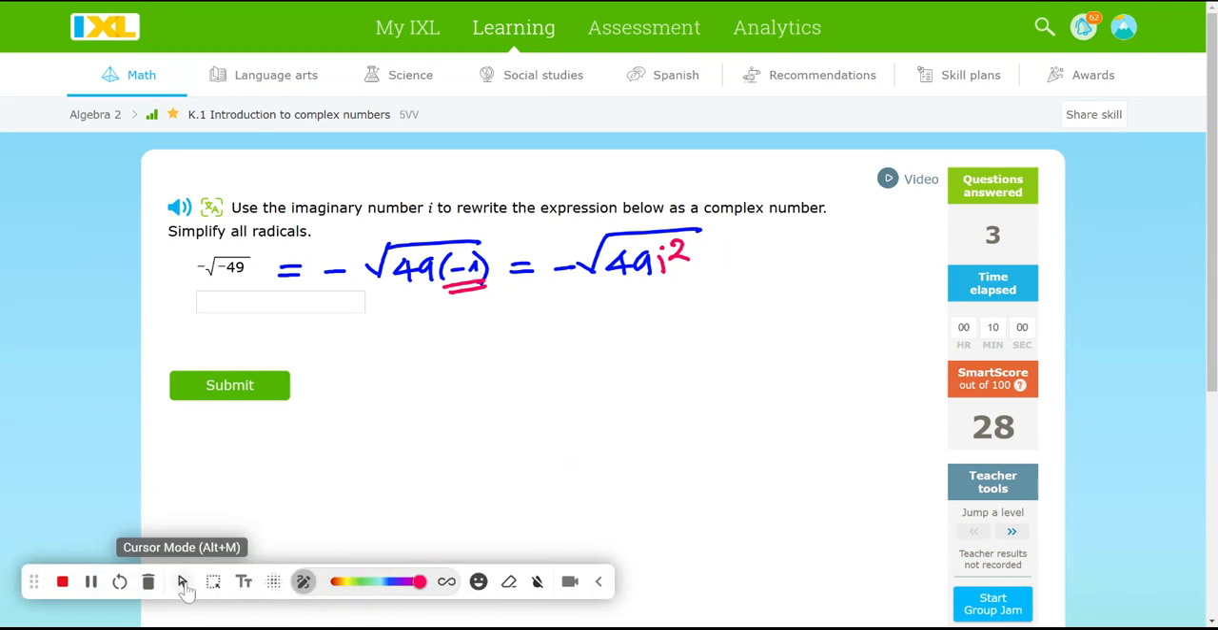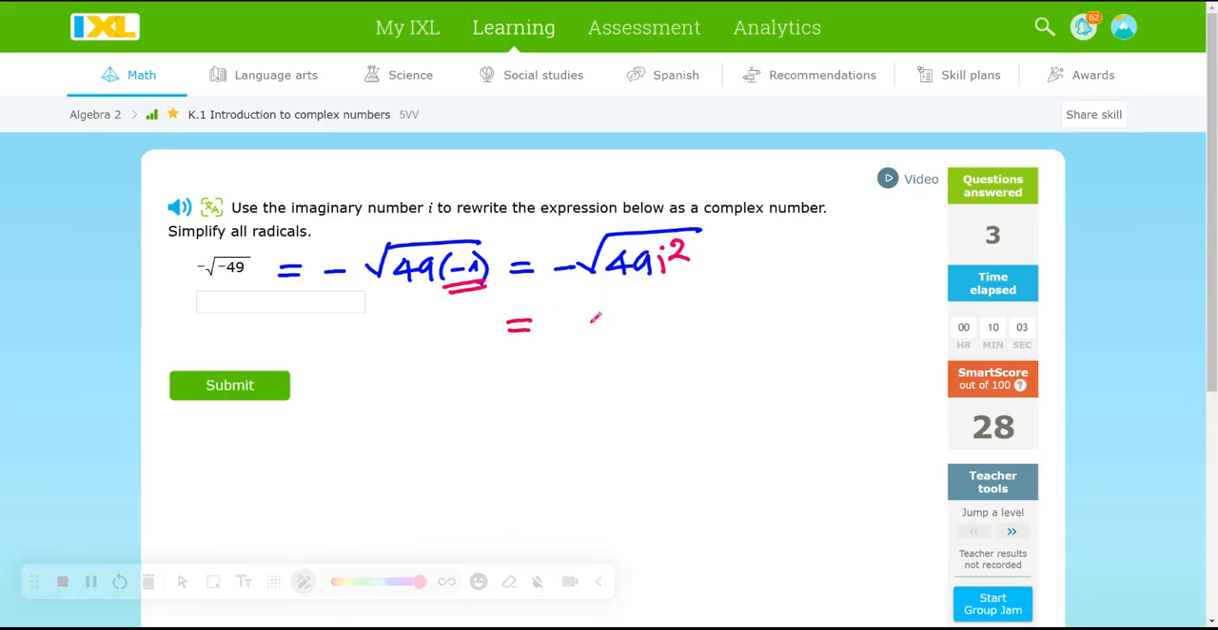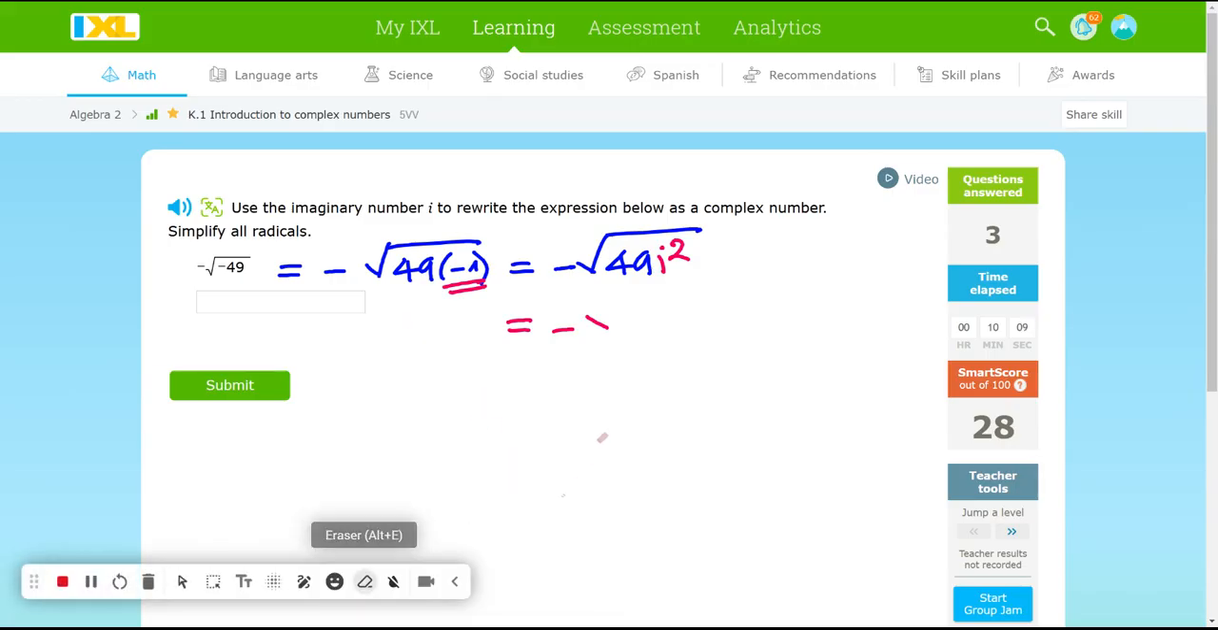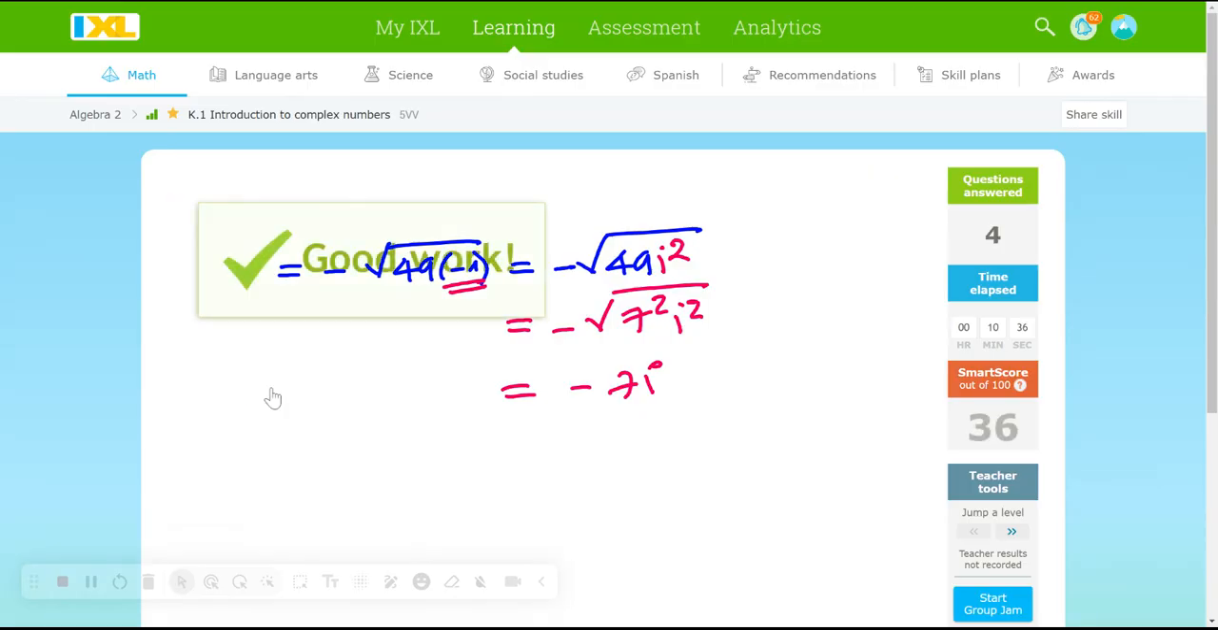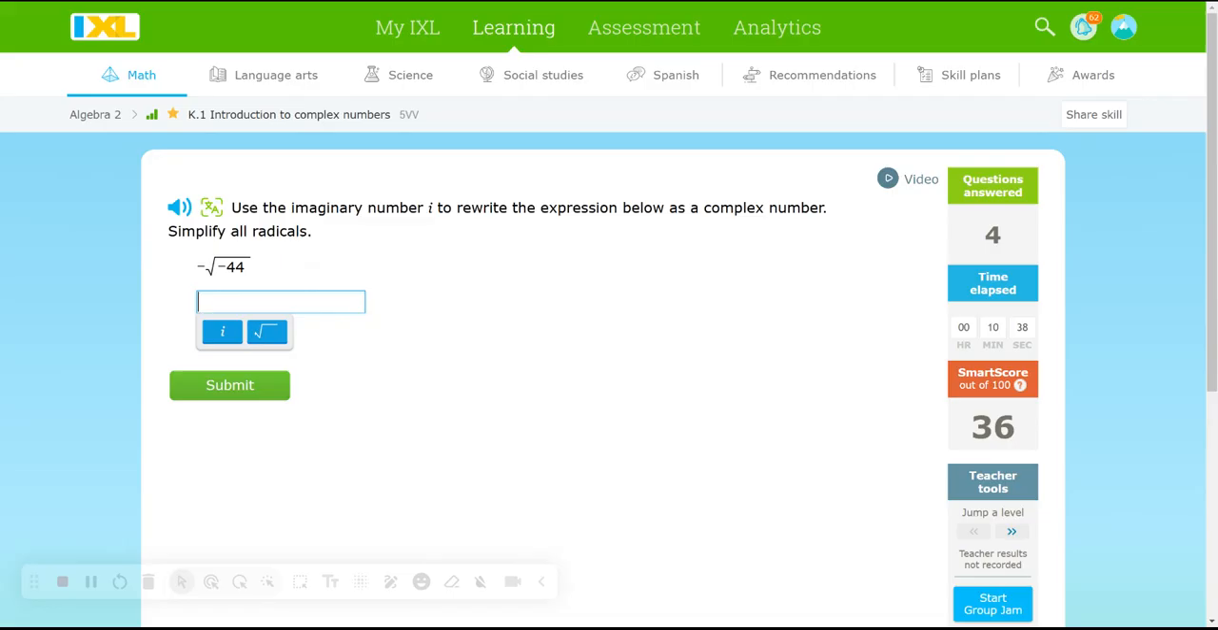Okay, so now simplify this square root. 49, if you want to take square root, the answer comes out 7. Okay, the reason is 49 is 7 squared. So it should come out as 7 and then i. You should know that's a perfect square, 7 squared. Okay, done. I put in the box, negative sign already in the front, 7 and then i. Submit. Voila. Okay, same thing.